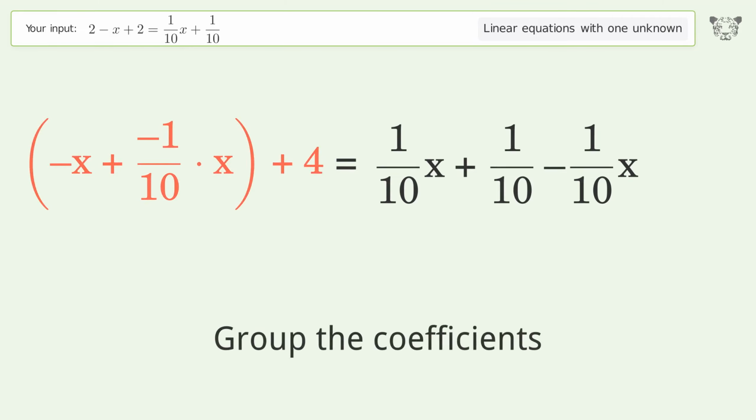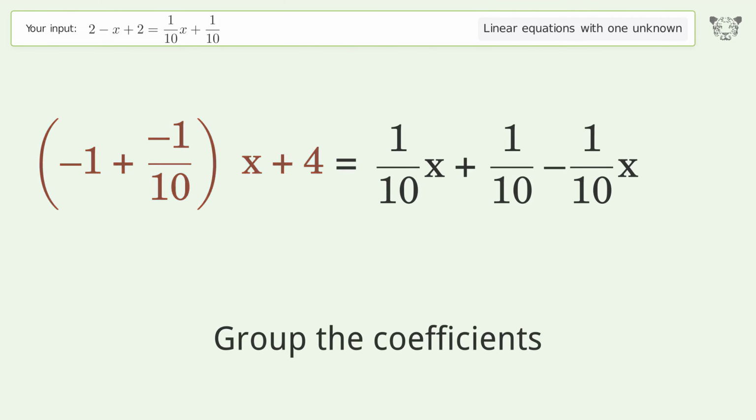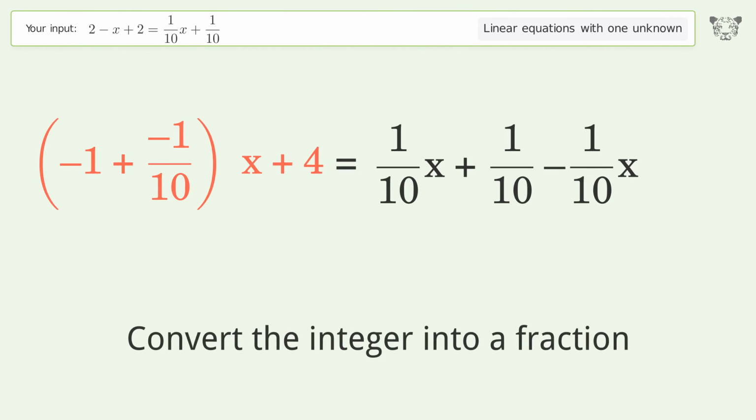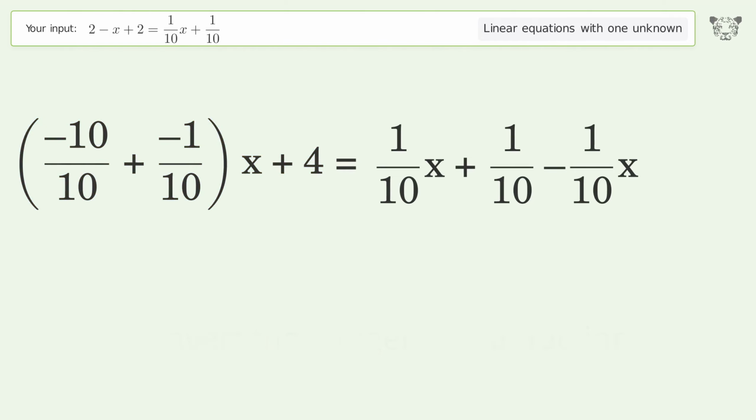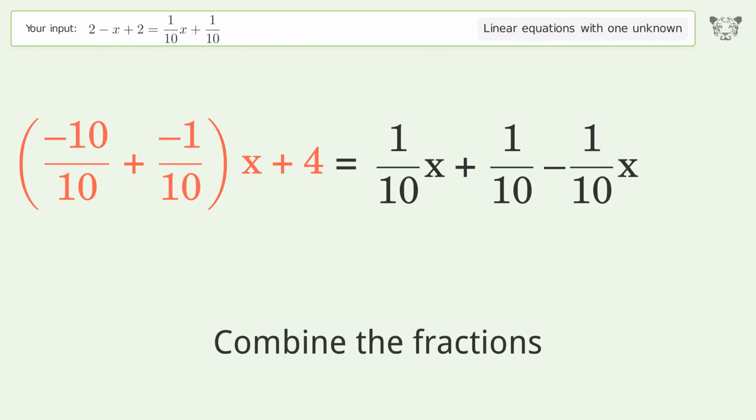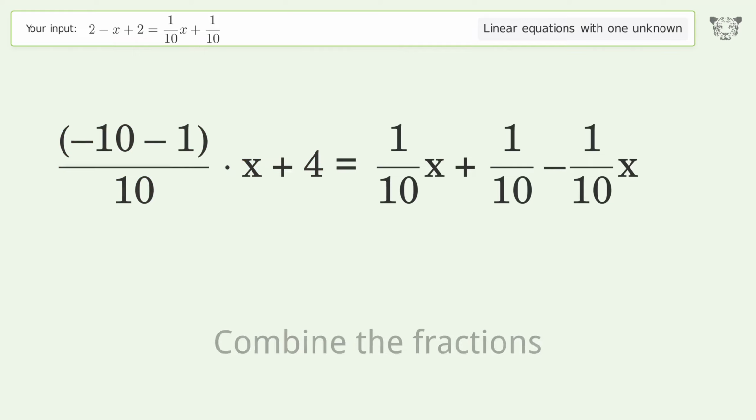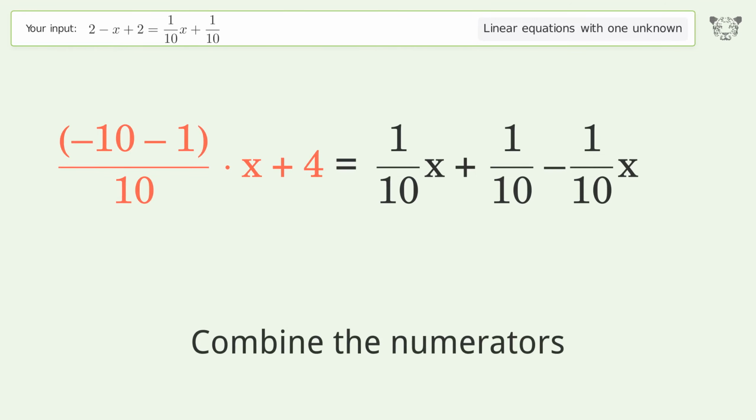Group the coefficients. Convert the integer into a fraction. Combine the fractions. Combine the numerators.